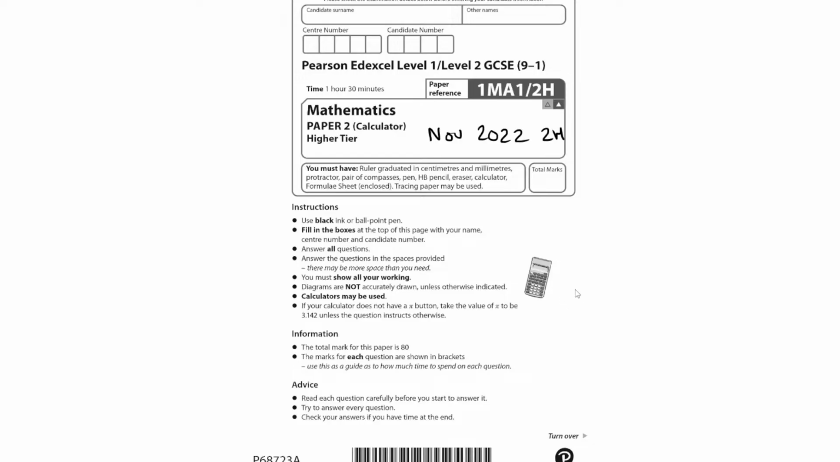Obviously make sure you do have your calculator for this one, and not just your phone, your scientific calculator, because that's the one you'll have in the exam. You need to get used to it if you haven't already.